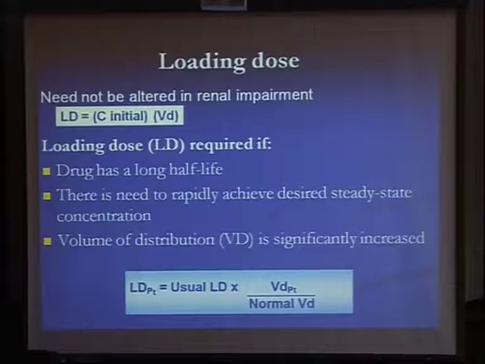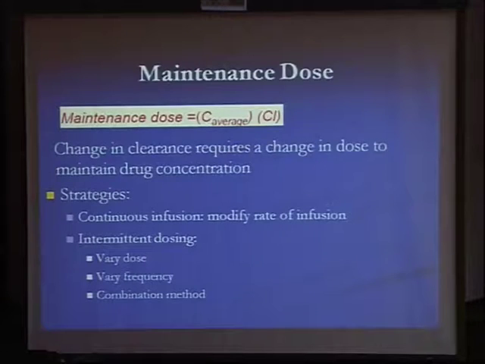Okay? Now we come to the maintenance dose, and this is where the clearance is very important. Because if there is a change in the clearance, this will require a change in the maintenance dose. If the clearance is reduced to half, then you will have to reduce the maintenance dose by half, for instance. But there are specific strategies that you have to follow in order to obtain the maintenance dose.